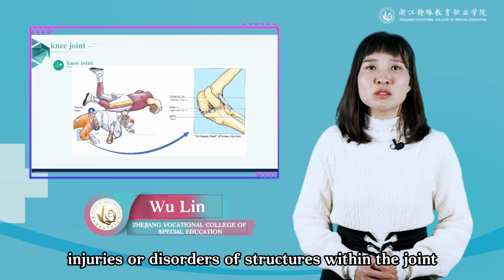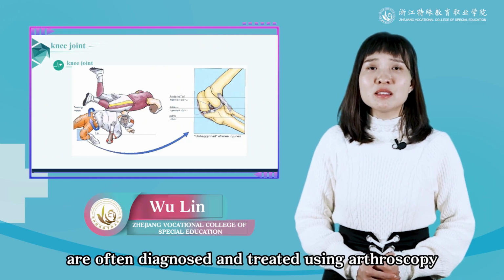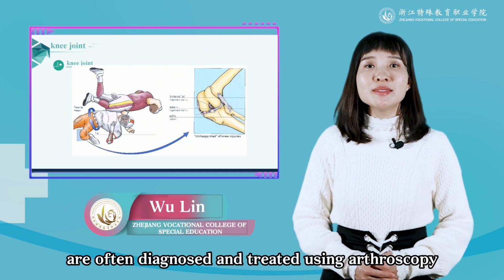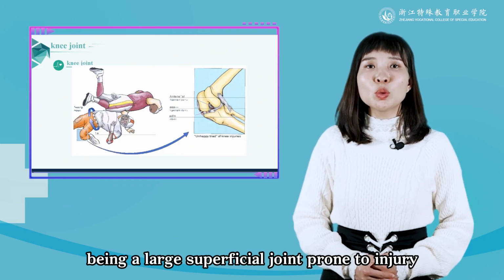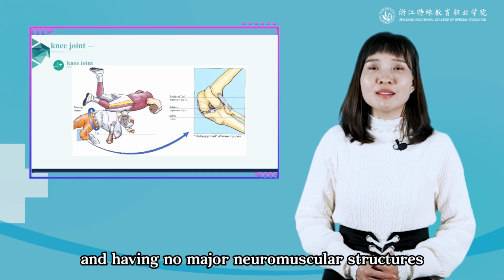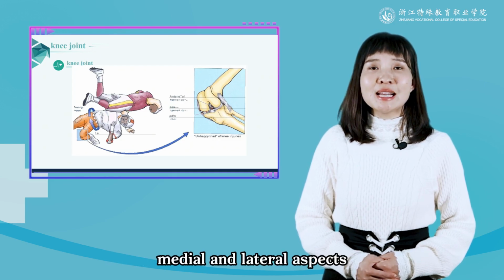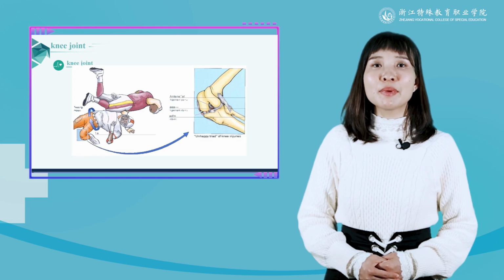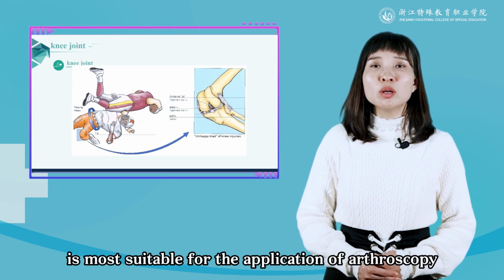Injuries or disorders of structures within the joint are often diagnosed and treated using arthroscopy. The knee joint, being a large, superficial joint prone to injury, and having no major neurovascular structures on its anterior, medial, and lateral aspects, is most suitable for the application of arthroscopy.